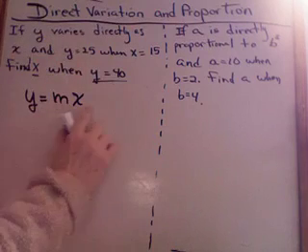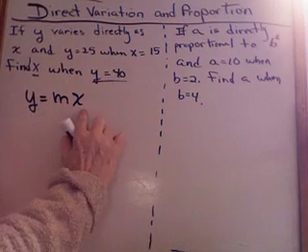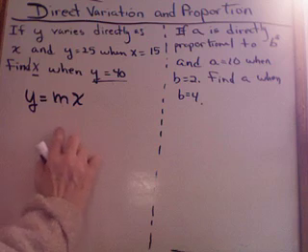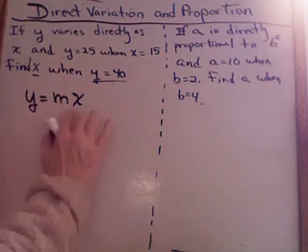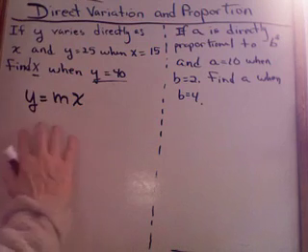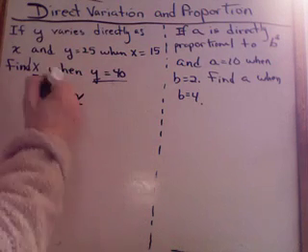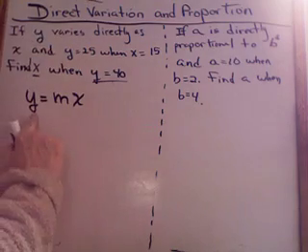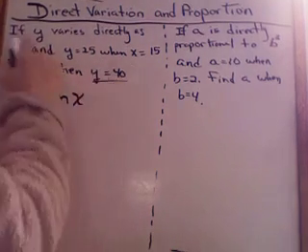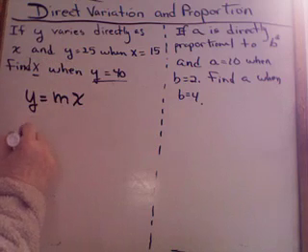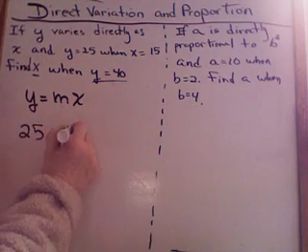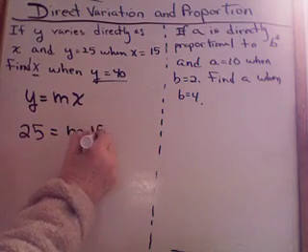Y varies directly as x. But there's a constant of proportionality that tells you how x changes based on y. So let's use this formula and plug in the values. So y varies directly as x, and y equals 25 when x equals 15.